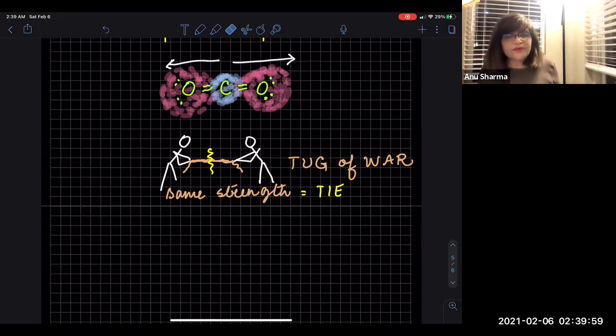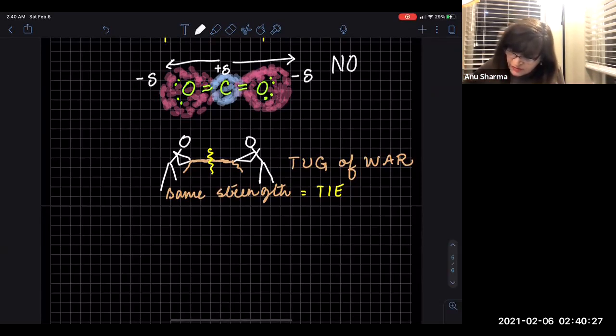So nobody's winning here. So when that happens, although we may see this side is, yes, delta negative, this side is also delta negative with the same magnitude, and carbon will have a delta positive sign. So overall the net polarity in this molecule cancels out. One side and the other side, the pull is the same, it zeros out. Therefore, this is a non-polar molecule.